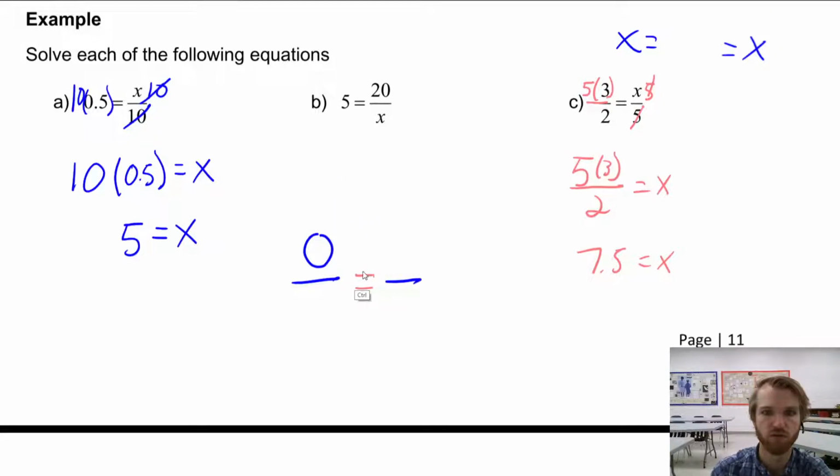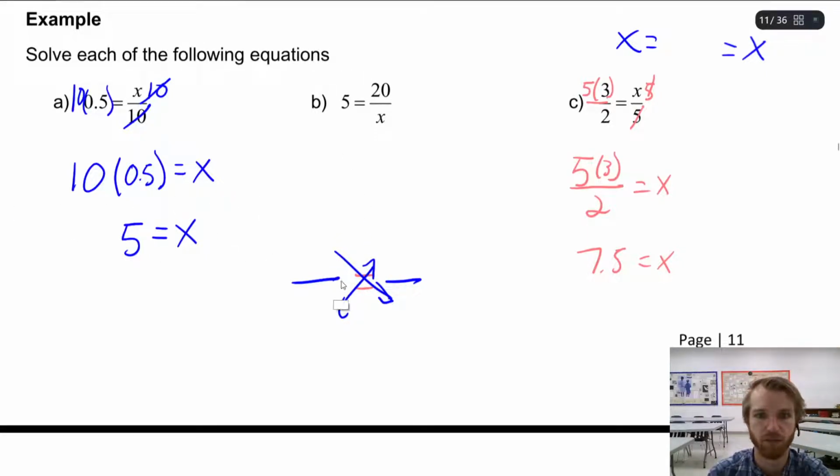So let's now use that idea of like being able to move diagonal across an equal sign with this problem here. Okay, let me clean that up a little bit.